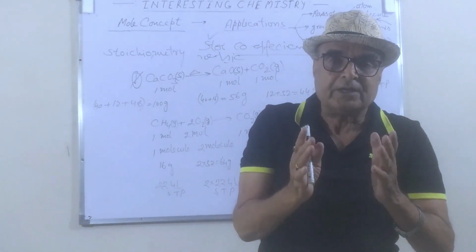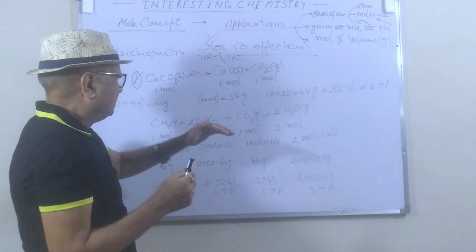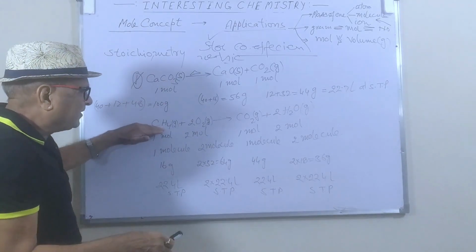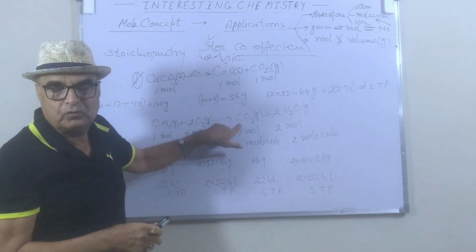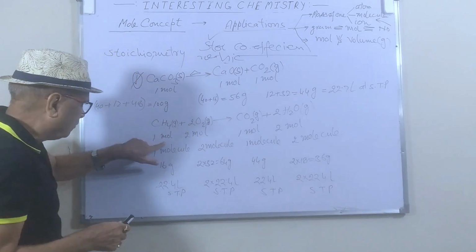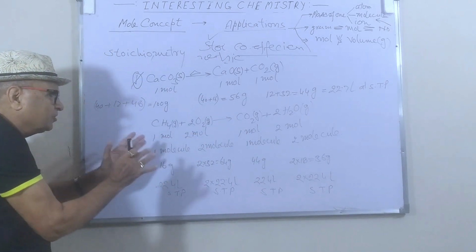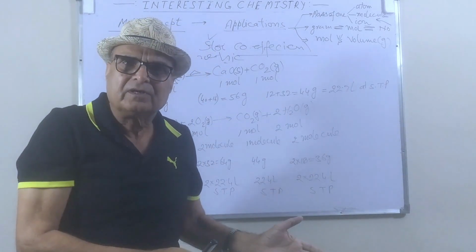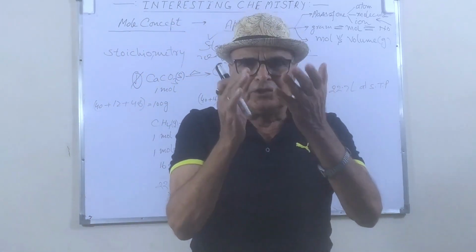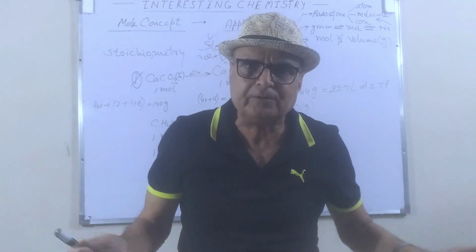Now if I ask you what amount of methane is required to get 5 mole of CO2, here 1 mole of methane gives 1 mole of CO2, so you require 5 mole. So 5 mole of methane will be required to get 5 mole of CO2. In this way, from chemical equations, you can calculate the required or desired amount of the reactants and products respectively.